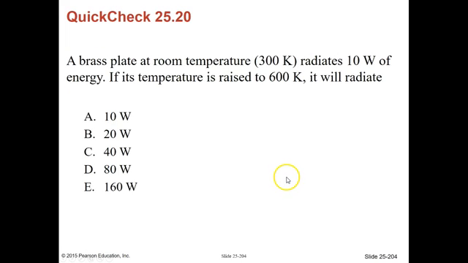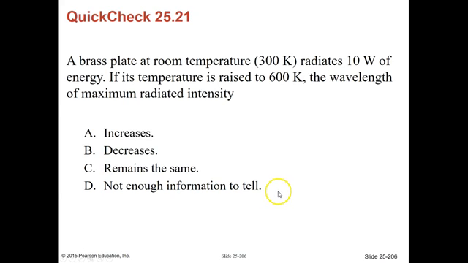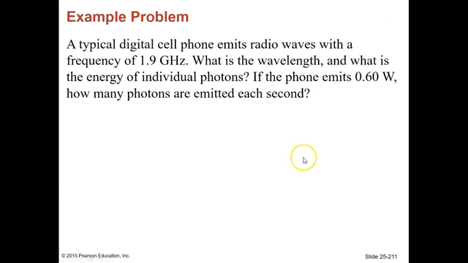Here's a good quick check. I have a brass plate at room temperature. It radiates 10 watts of energy. If I raise it to 600 K, that should go up all the way to 160 watts, because remember the power is proportional to the temperature to the fourth. If we double this temperature again to 600 K, the wavelength of maximum radiated intensity should then decrease, because remember that peak wavelength is proportional to 1 over the temperature itself. So that one's a different question. We're actually going to skip over this problem.